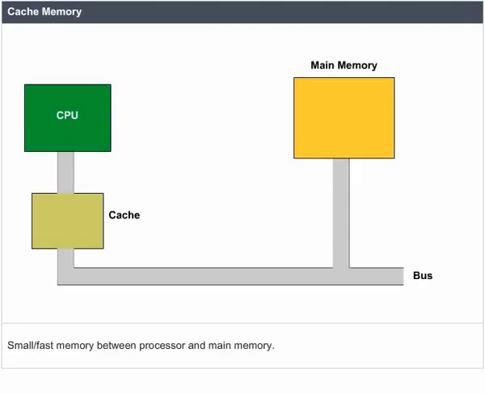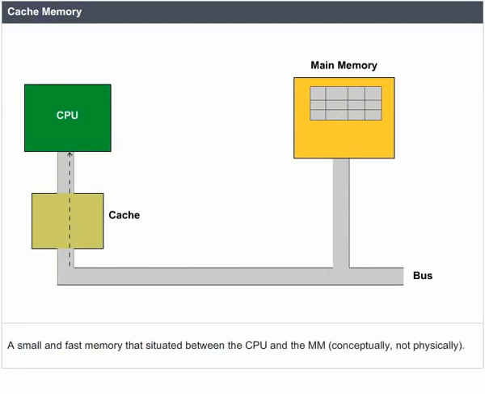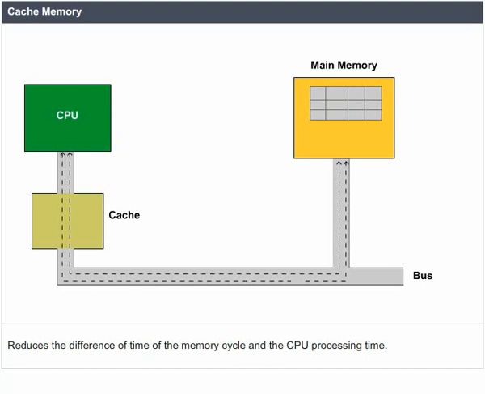Cache memory. Small and fast memory between processor and main memory. Main memory blocks map to cache blocks. Replacement algorithm used to update cache blocks. A small and fast memory that is situated between the CPU and the main memory, conceptually, not physically. It reduces the difference between the memory cycle time and the CPU processing time.